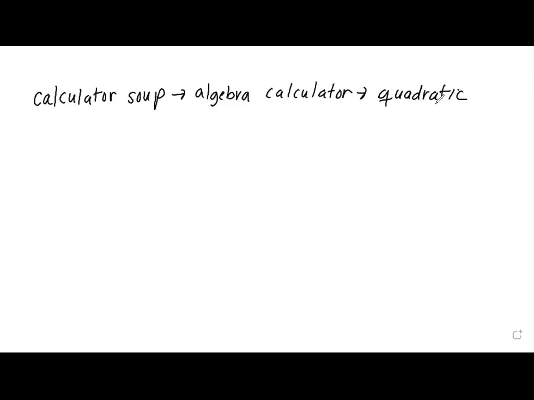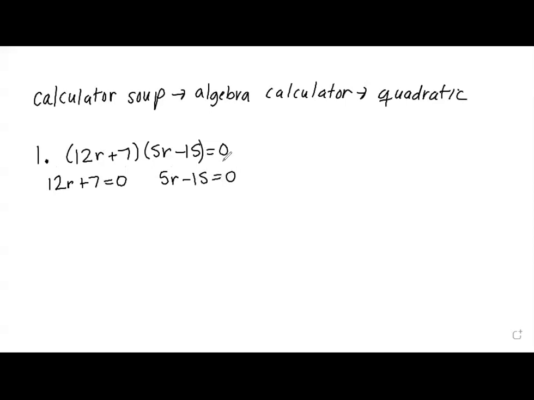Okay. Now on your support, let's say problem number 1 looks like this: 12r plus 7, and then 5r minus 15 equals 0. Okay, this problem, it says to solve it. This is not really a problem you would put in your calculator. This is one that you would say, okay, well, they already have it factored for me. So I would say 12r plus 7 is equal to 0, and 5r minus 15 is equal to 0. And we would solve it.